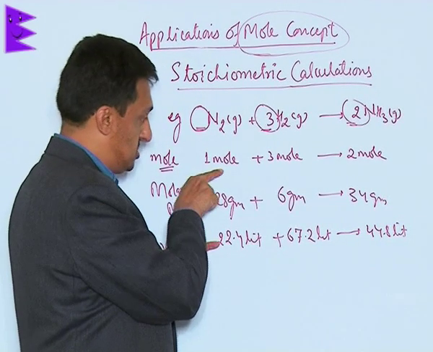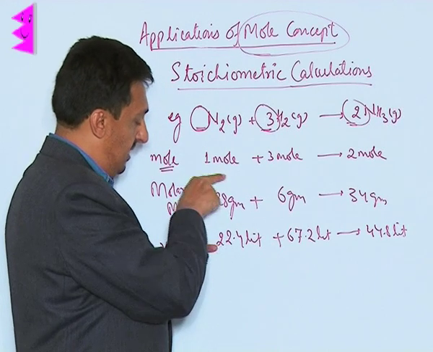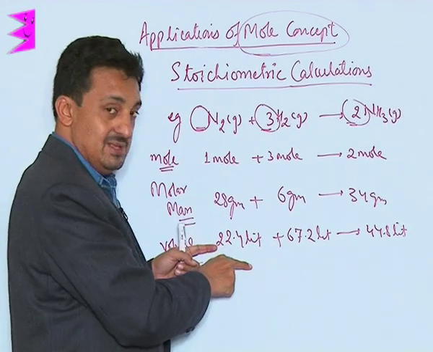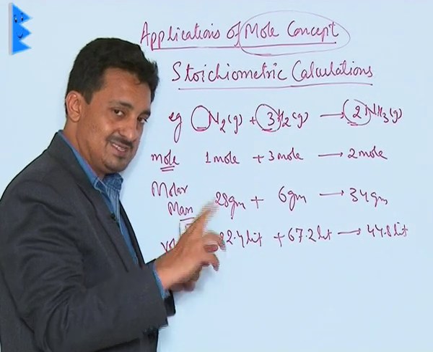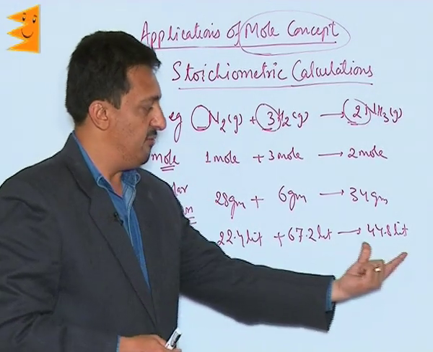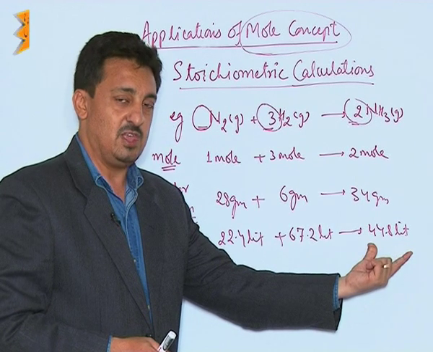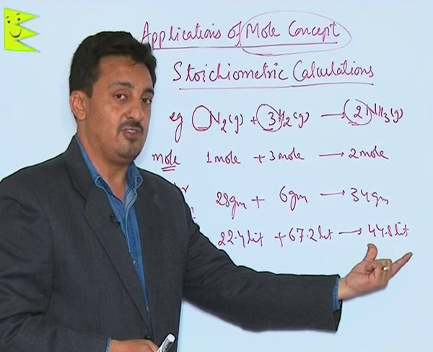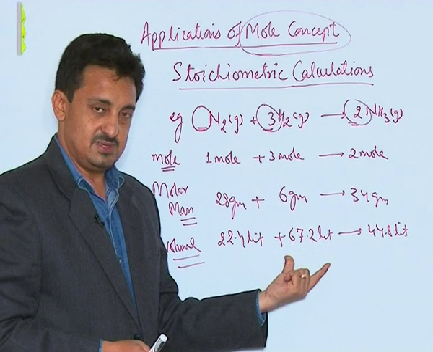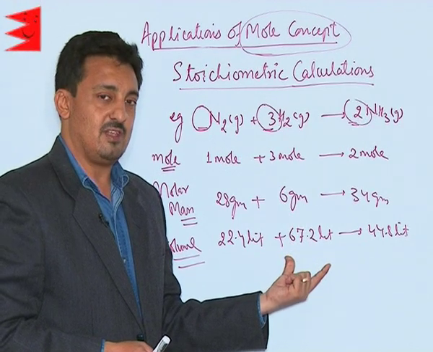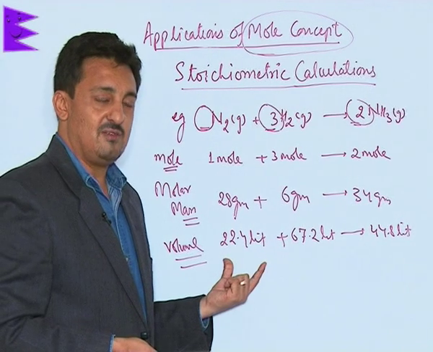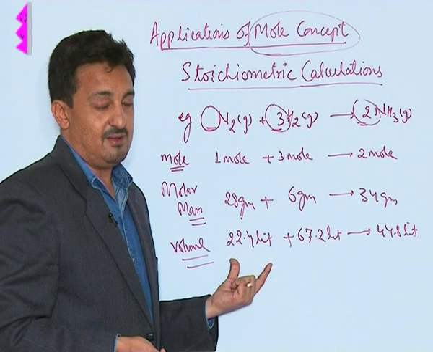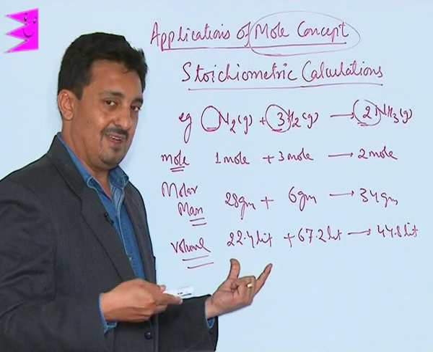This is the same information in terms of volume, and it has been converted from the same mole concept that 1 mole of a gas occupies 22.4 liters of volume at STP. Now, for preparing 44.8 liters of ammonia, how much volume of hydrogen is required? 67.2 liters. How much volume of nitrogen is required? 22.4 liters. Or if we have 22.4 liters of nitrogen, how much hydrogen is required to make the reaction complete?